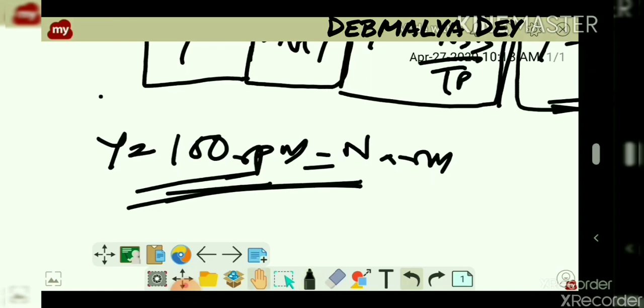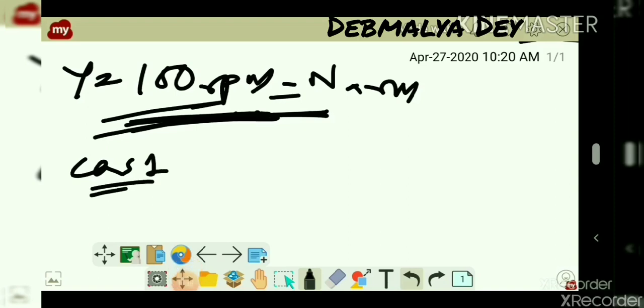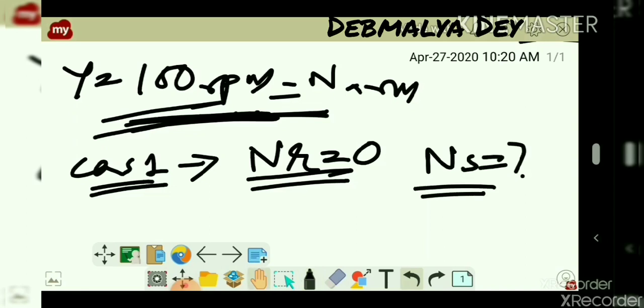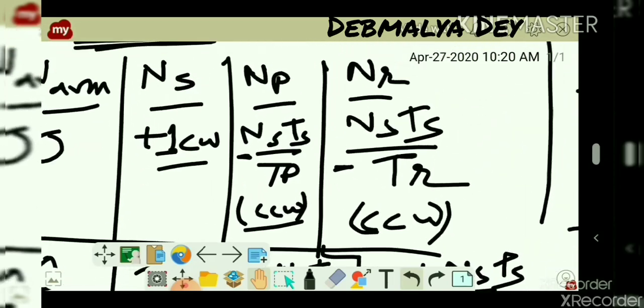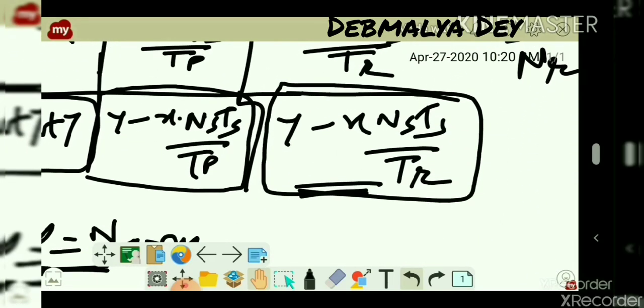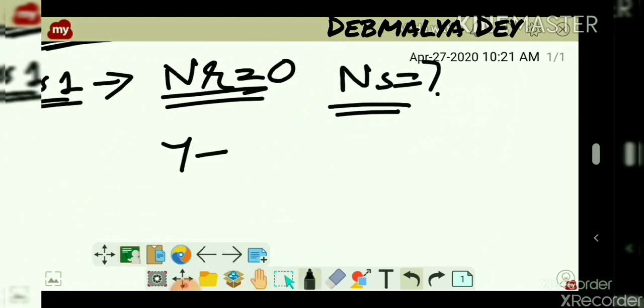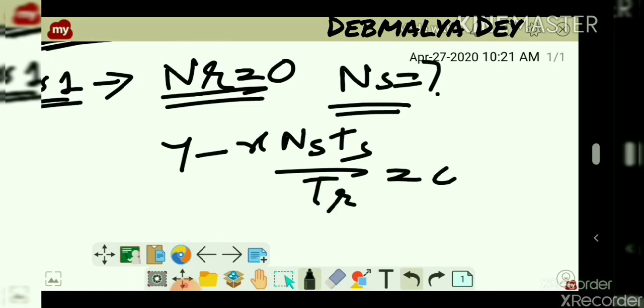Now in the first case, case 1, it is given that if the annulus is fixed, find the speed of the wheel. That means nr, the ring gear, is 0, and we need to find the value of ns. We know the value of y is already 100, and what was the equation for nr? This one, y minus x into ns ts by tr, and this portion equals 0.